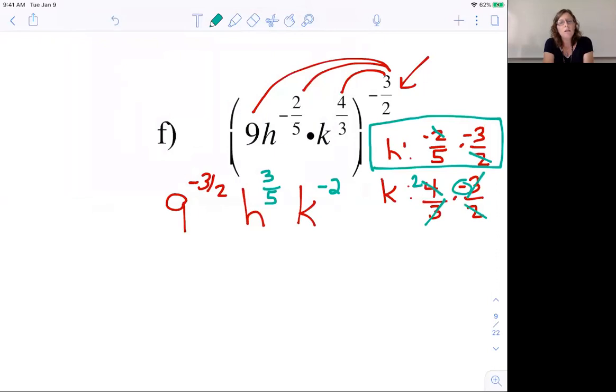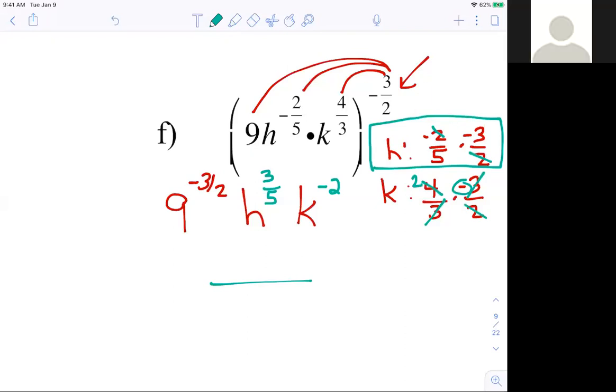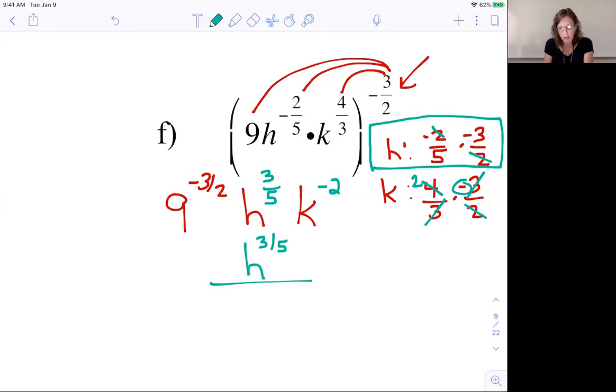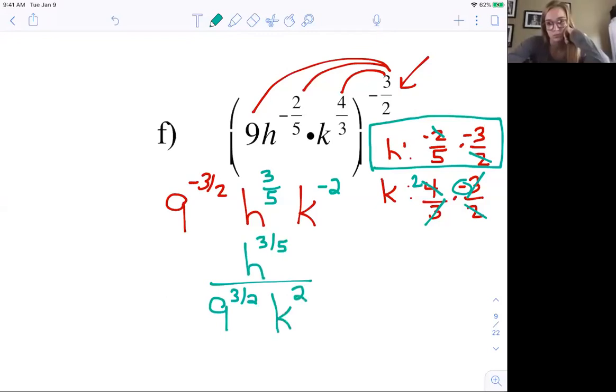Now we have some fractions and some exponents that are negative. So Parker, what will we do with the exponents that are negative? Wouldn't you just flip it to the denominator? Yeah, we just flip it to the denominator. Which variable is going to remain in the numerator on the top? H, I think. Yeah, only H. So h to the 3/5 stays on the top. 9 to the 3/2 moves to the bottom. K to the -2 moves to the bottom.